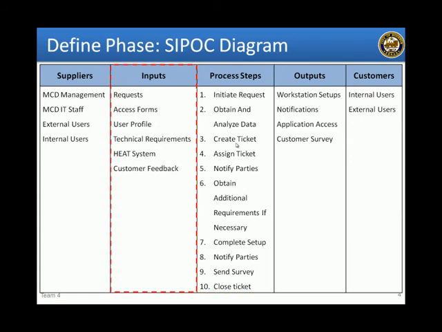The inputs are the request, access form, user profile, technical requirements, HEAT system, and customer feedback. The suppliers are MCD management, MCD IT staff, and the internal and external users. The outputs for the SIPOC diagram are workstation setup, notifications, application access, and customer survey. Finally, the customers are identified as the internal and external users.